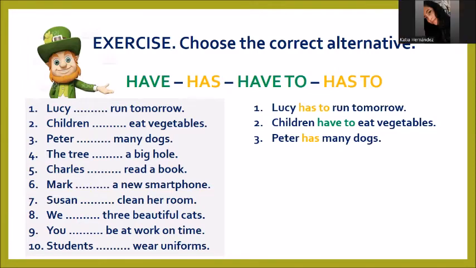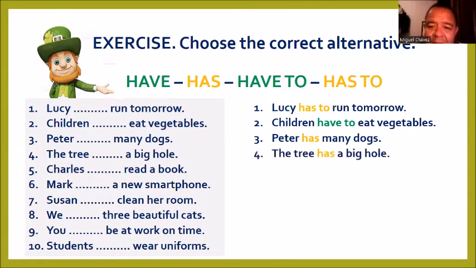The tree have to no have big hole. The tree is it. It have? No, has. Okay, repeat it, please. Say the number 4, please. The tree has a big hole. Exactly. The tree has a big hole. Remember, third person has, or has to if it talks about obligation.